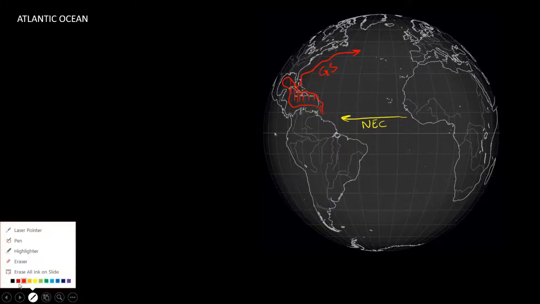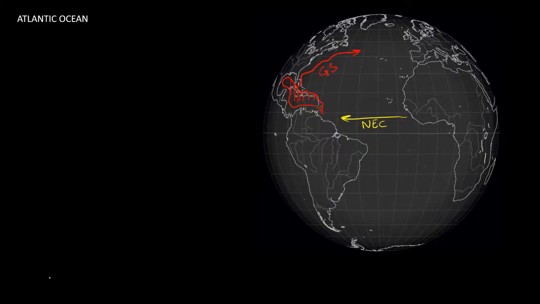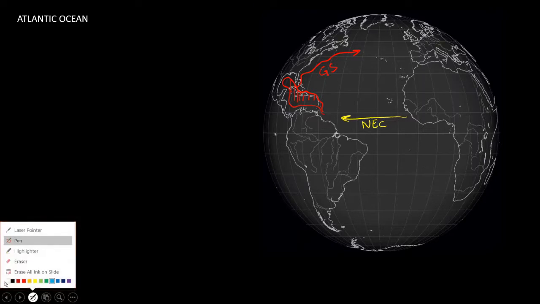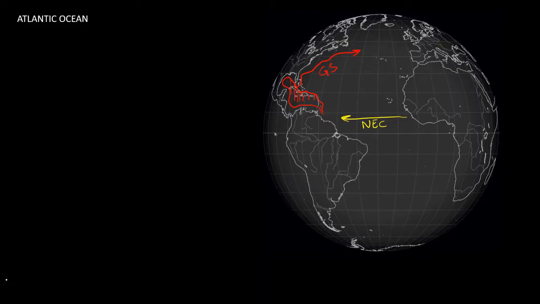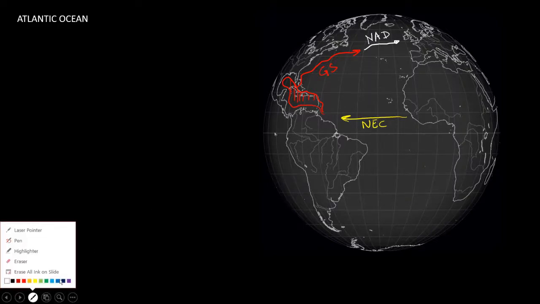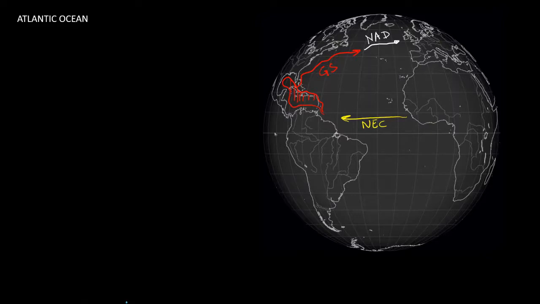Under the impact of the westerly winds, the Gulf Stream is further carried north. It is called the North Atlantic Drift. And then there is an eastern boundary current which comes from this side. This current is called the Canary current. So I'm also writing it as CC. Don't get confused. In the Pacific Ocean, the CC is the California current. Here it is the Canary current.